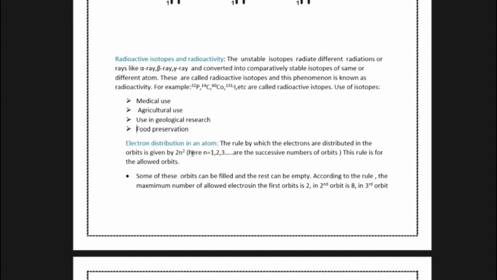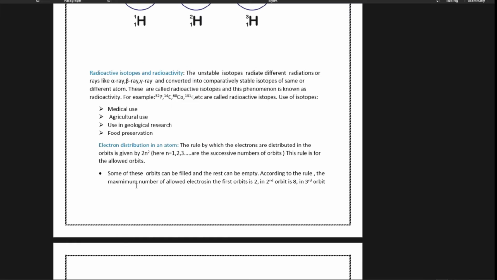In our last class, we learned about radioactive isotopes and radioactivity. Today in this video lecture, we are going to learn about electron distribution in an atom, how the electrons in an atom are distributed in the orbits. There are different energy levels in an atom. So what is electron distribution?